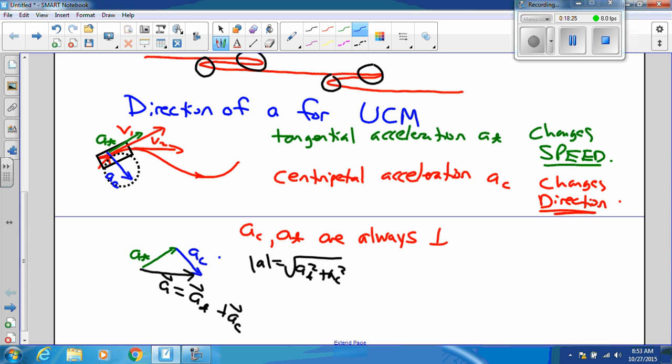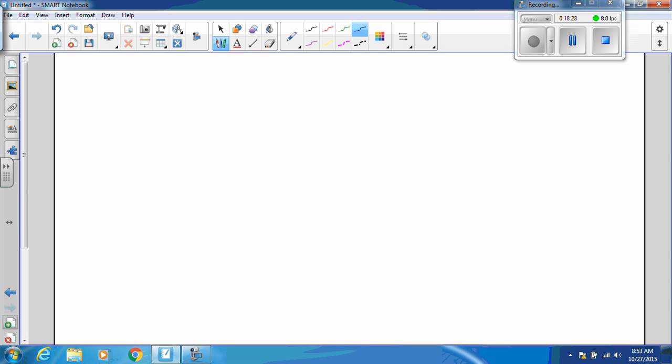So let's do some more sketching. Suppose I have an object that's moving along the curve. Let's do it like this. So my object is here, and it's moving along the curve. How would I draw the velocity vector?